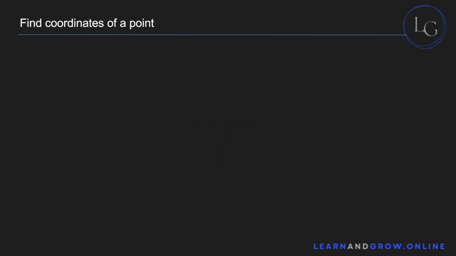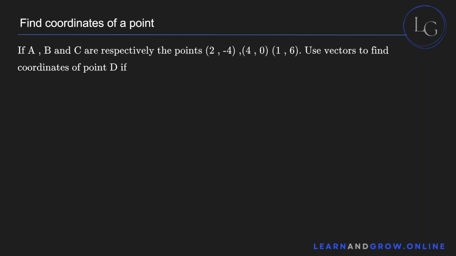Now let's find the coordinates of a point. If A, B, and C are these points, respectively, use vectors to find the coordinates of point D if ABCD is a parallelogram. Now, if it's a parallelogram, that makes things a bit easier, right?